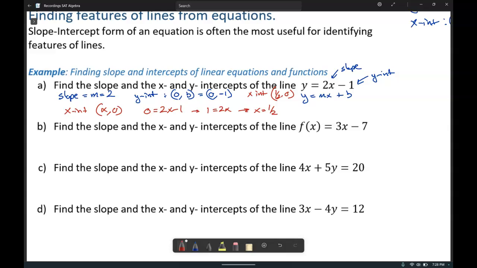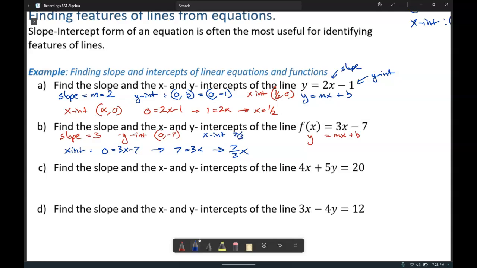Next, we have something very similar, but now it's in function notation. But remember, function notation still models that y equals mx plus b structure. So again, we're given our slope as 3, and we're given our y-intercept as 0, negative 7. So all we have to do is find our x-intercept. Substitute in 0 for the function, where y would be located. And then we can go ahead and work towards solving for x. So x equals 7/3, giving us an x-intercept of 7/3, 0.